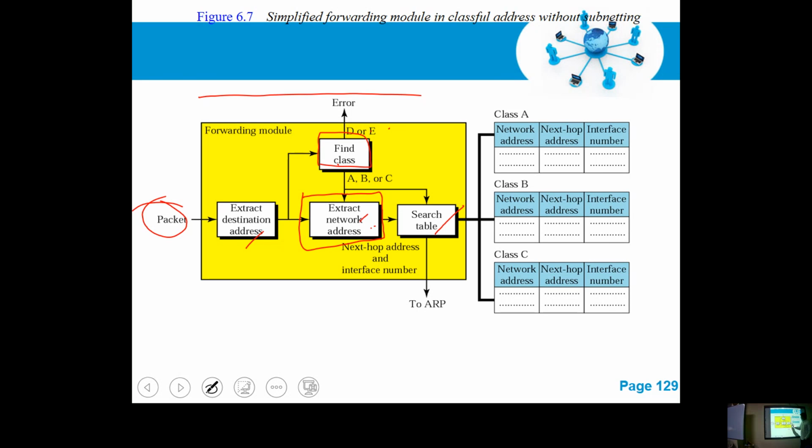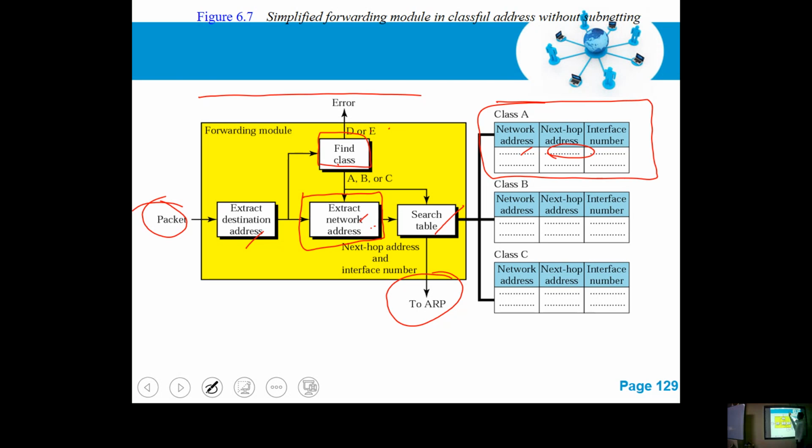And to search this table, we also need some parameters. So for that, we might be contacting ARP also. About ARP, we will see again. So for example, I came to know that the class is A. I found the network address. So I will come to this particular block and find the network address. And what is the next hop?